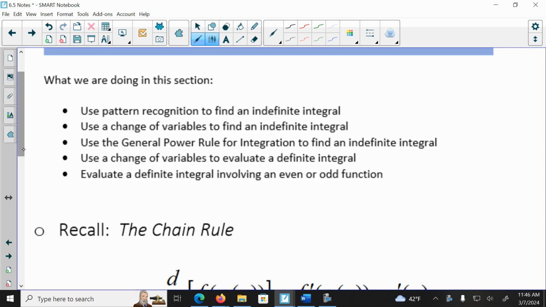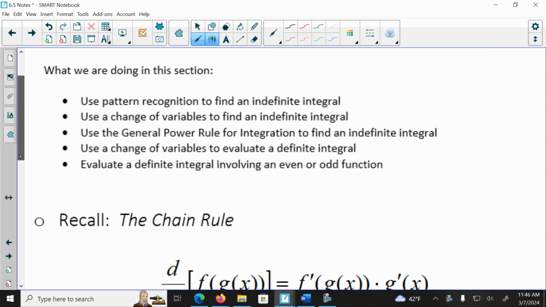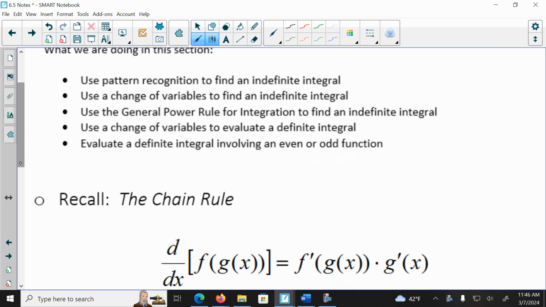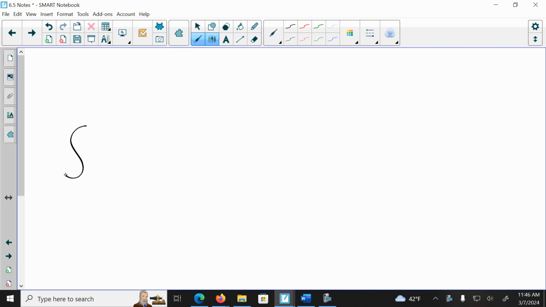So we're gonna use pattern recognition to find an indefinite integral. We're gonna use a change of variables to find an indefinite integral. General power rule. Basically what this unit's doing is, up until this point, when we took an integral, even if I had something like x plus 3 and 2x plus 7, you would have to FOIL them first and then take the integral, yes?